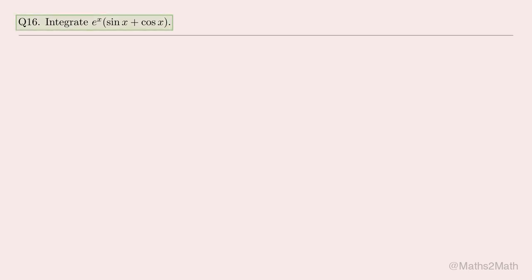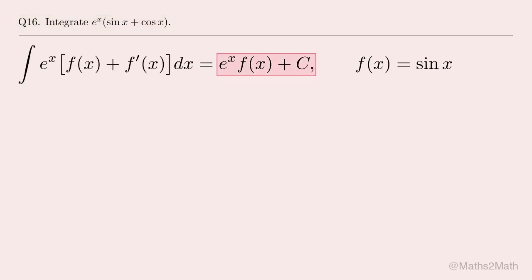Question 16. The e to the x times f plus f prime pattern makes its entrance. F is sine x, f prime is cosine x. Recognize the pattern. The integral is e to the x times f. Apply.